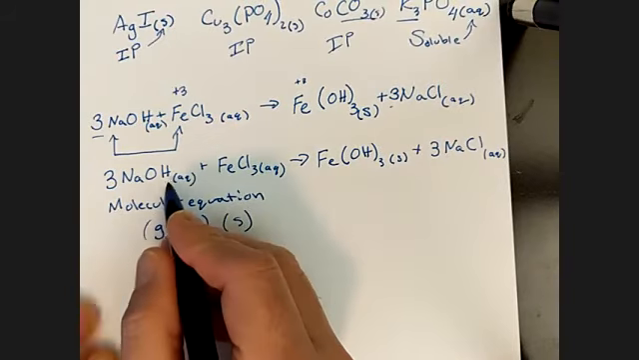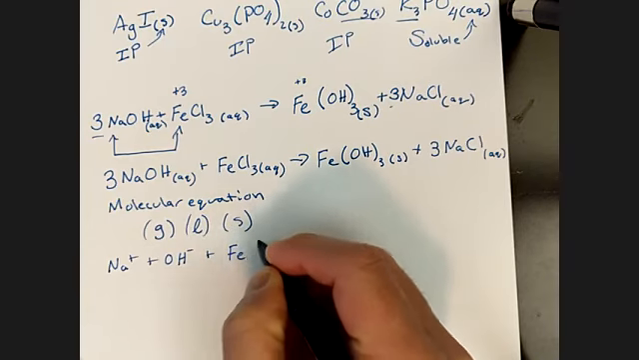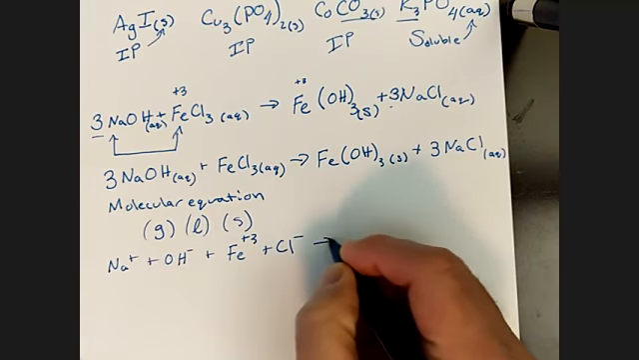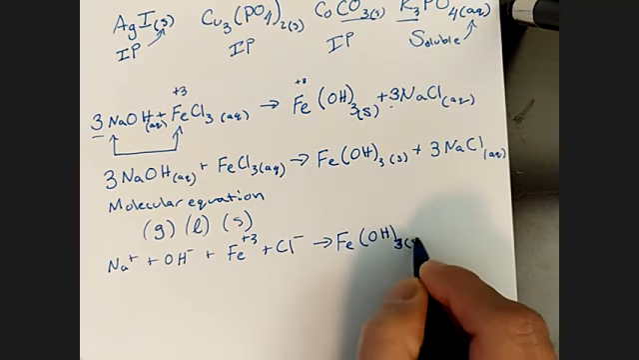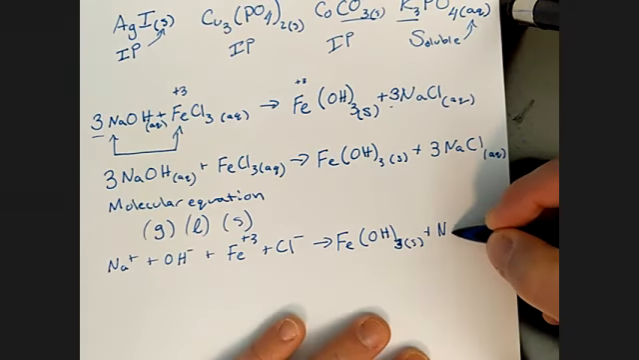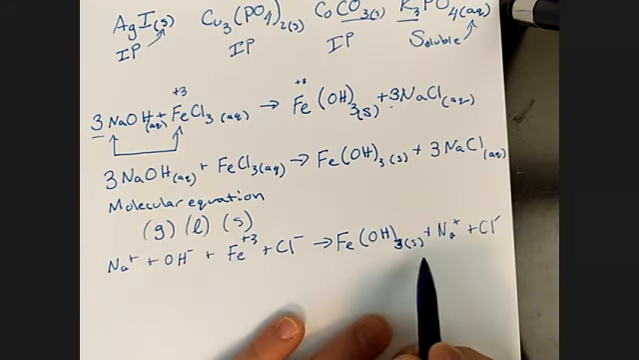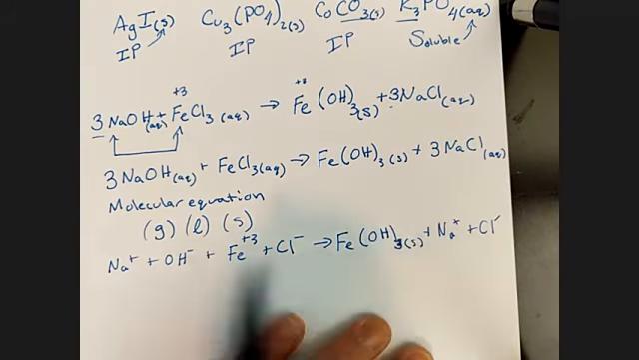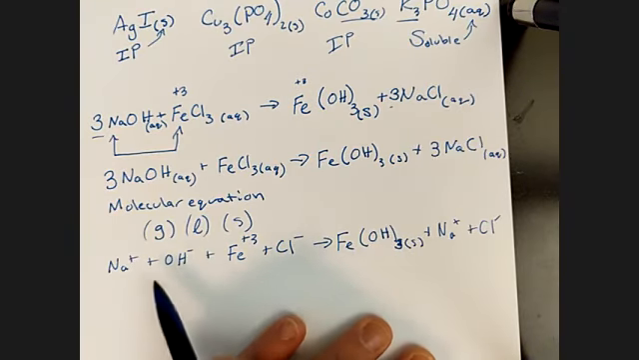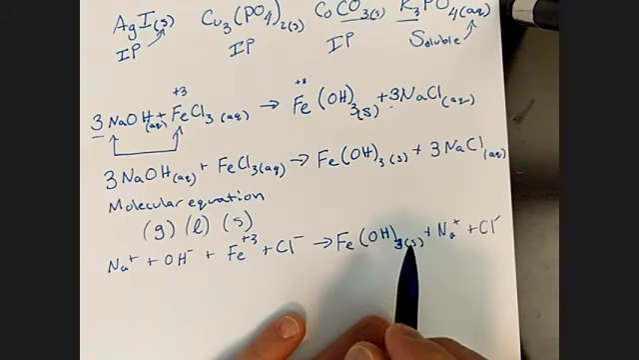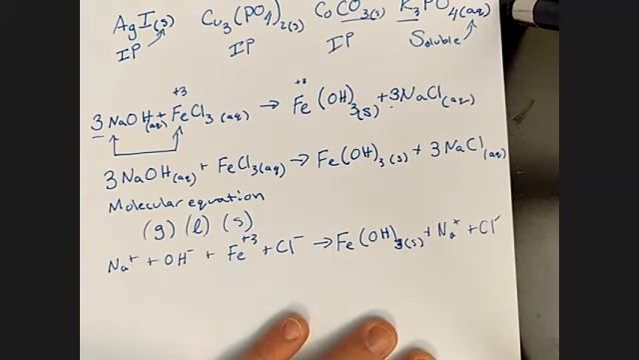So if we're separating this molecular equation, I didn't separate the iron hydroxide. Again, the solid remains together, but everything else has been separated into its ions. Now you can, of course, balance this as well. I generally don't write this out in a full balanced format because we're really just wanting to show where the ions are separated and how they separate.